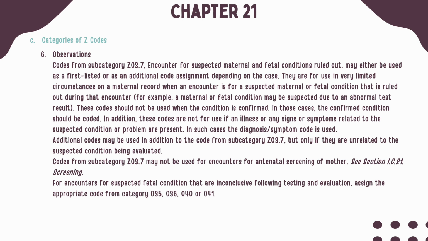Additional codes from Z03.7 can be used in addition to a code from Z03 only if they are unrelated to the suspected condition that is being evaluated. Codes from Z03.7 should not be used for encounters for antenatal screening of the mother, and encounters that are for suspected fetal conditions and are inconclusive following testing or evaluation should have the appropriate code from category O35, O36, O40, or O41 assigned.